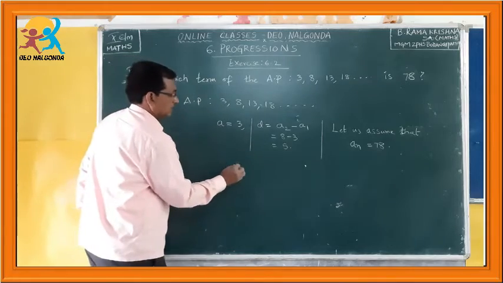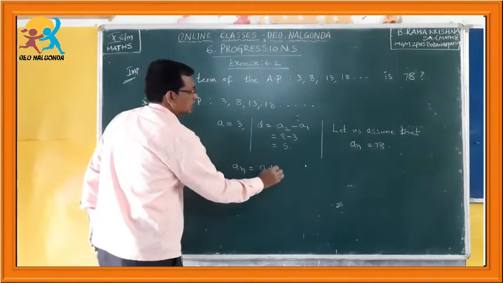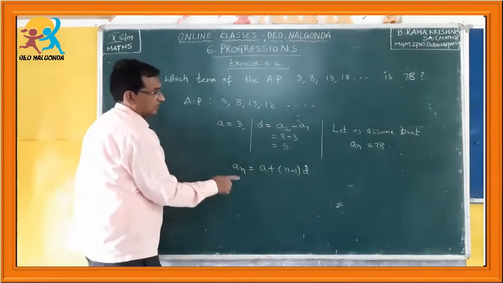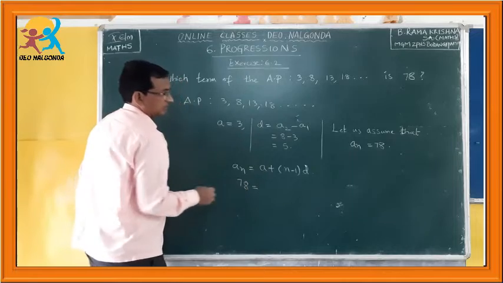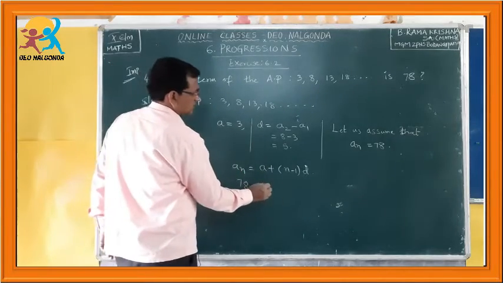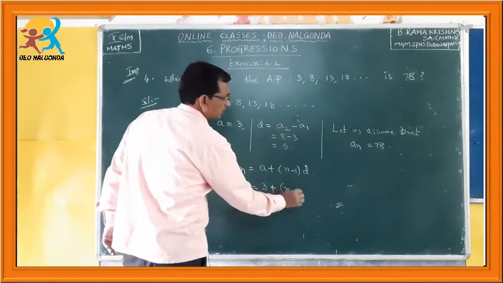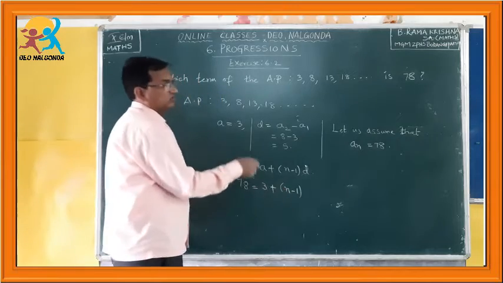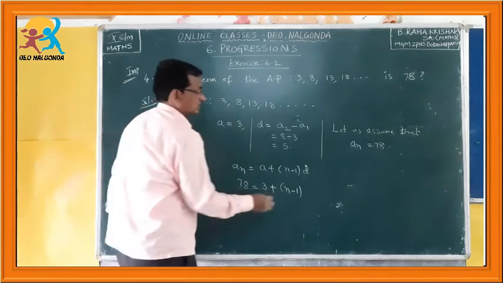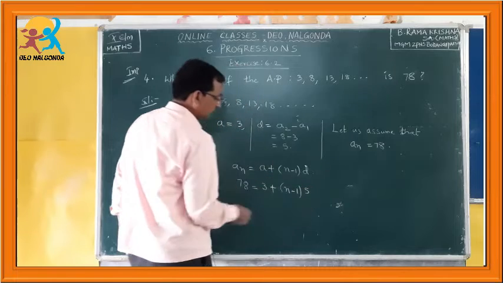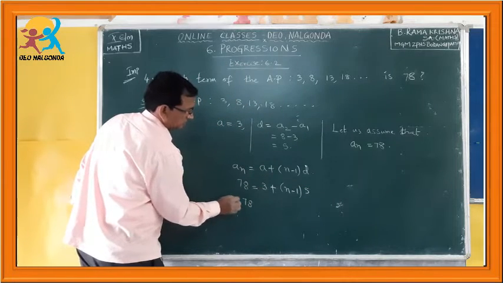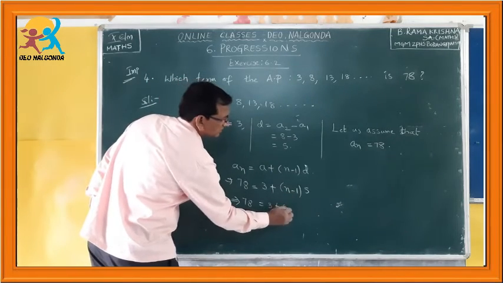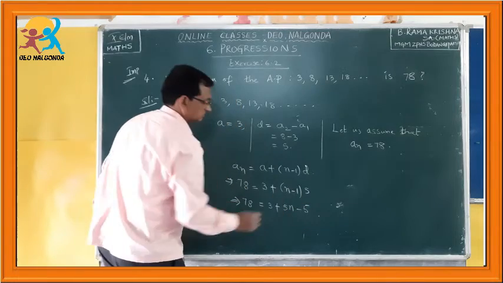Therefore, you know the formula an is equal to a plus n minus 1 into d. Now, substitute the values here. An is how much? 78 according to our assumption. A is how much? 3 plus n, we do not know, n is the number of terms, that is what we have to find out here. If you find this n, you can tell which term that 78 is in this series. D is how much? 5. Right, 78 is equal to 3 plus, multiply this, 5n minus 5.